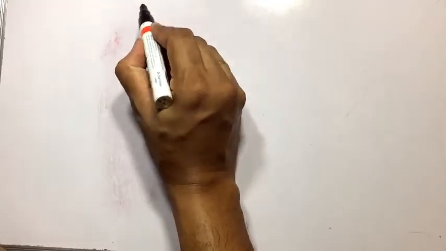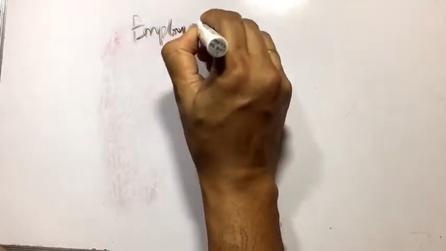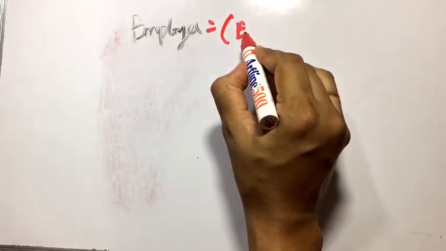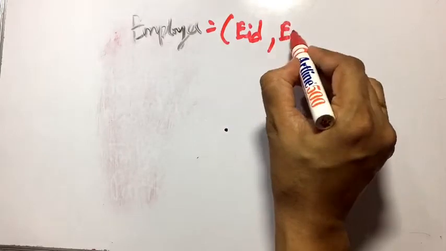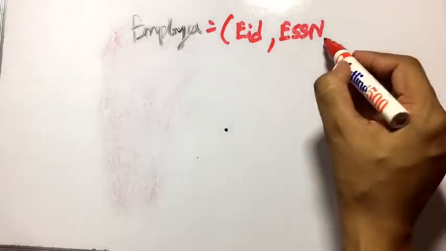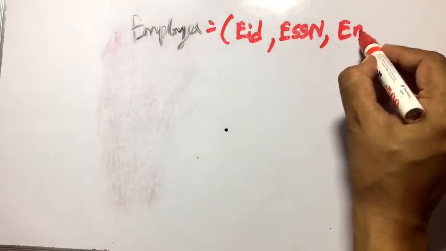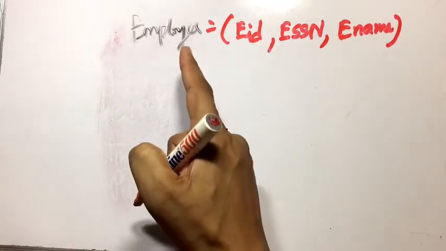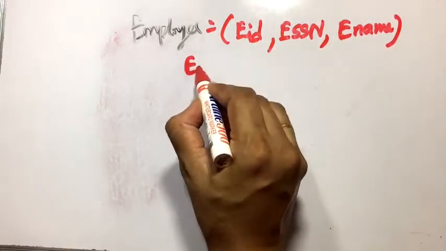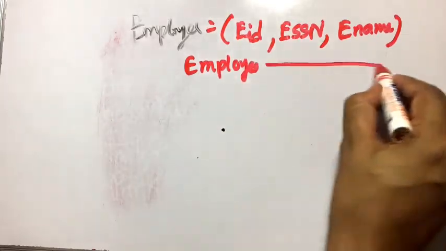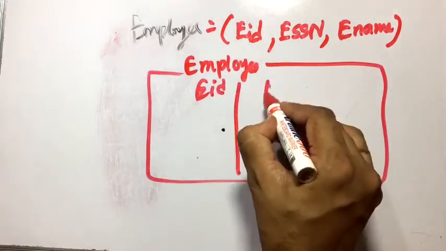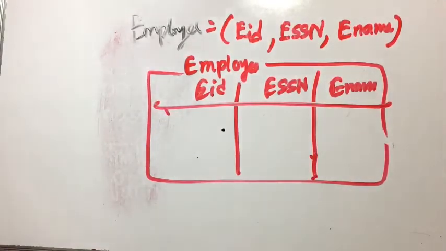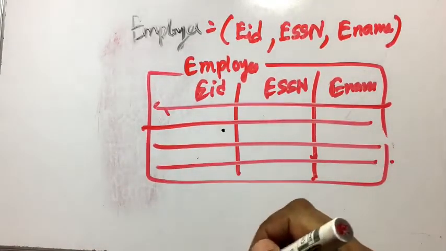Now suppose the table name is Employee. Employee consists of employee ID, that is EID, employee SSN, social security number, like any other number, and e-name. These are the attributes of the table Employee. These are the tuples to be filled, to be inserted.